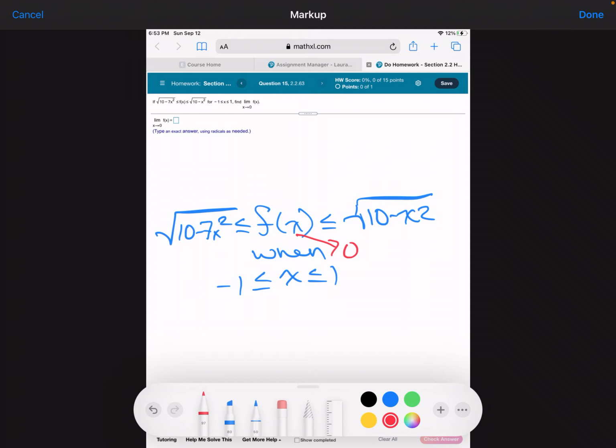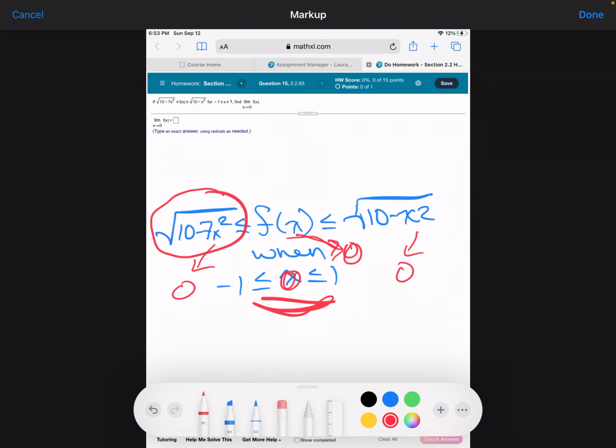Well, at 0, 0's in between here, right? So when he goes to 0, and the 0 is always in between these two things, then we can check out what happens to him as he goes to 0 and what happens to him as he goes to 0. So let's just see. What happens to this guy as x goes to 0? Well, he goes to the square root of 10, doesn't he? Just plug a 0 in right there. What happens to this guy when x goes to 0? Well, he also goes to the square root of 10.